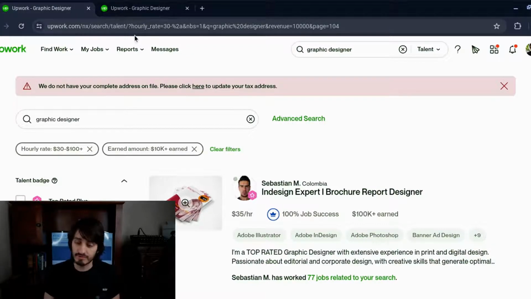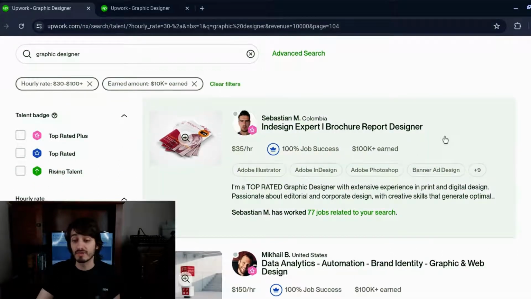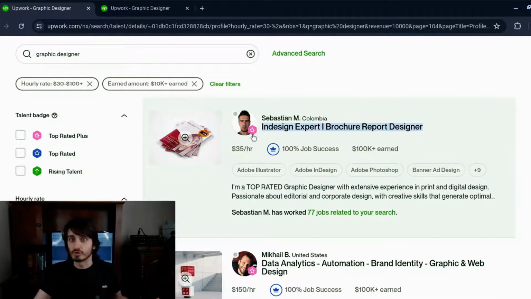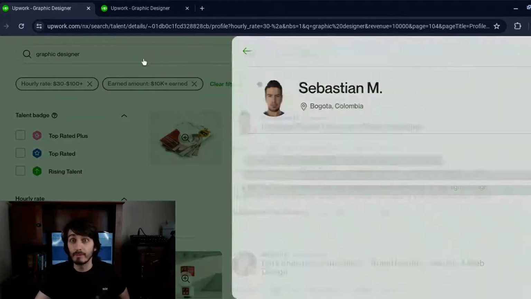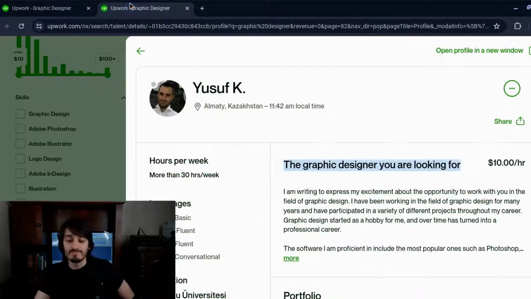So if they've been successful on Upwork for a long time and they decide to build their profile in a certain way, that's probably for a reason, right? And if all these people are all doing the same thing with their titles, there's a reason. You should probably do the same thing. And Yusuf, that's a bad title. All right, let's keep going.